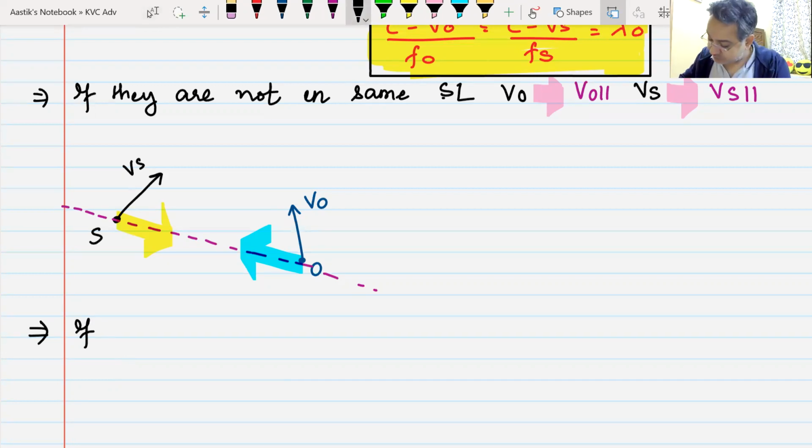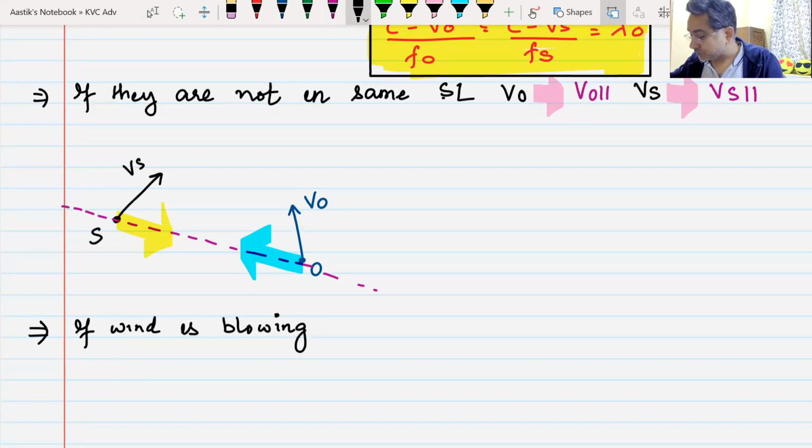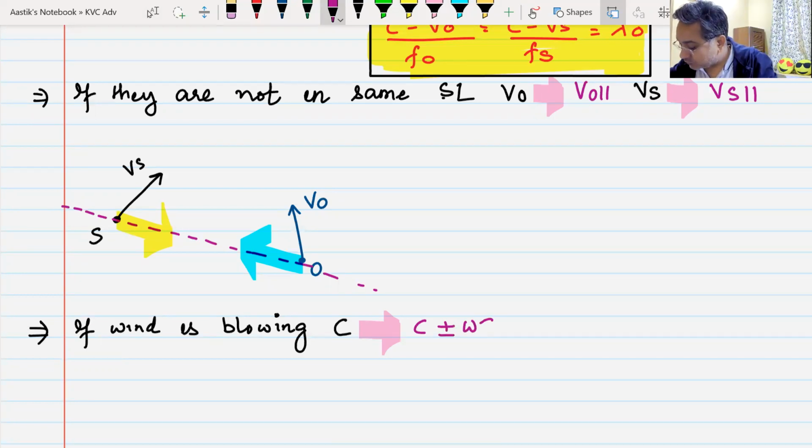If wind is blowing, then what happens? Wherever your C is, C must be replaced by C plus or minus W cos theta. What is this W cos theta?